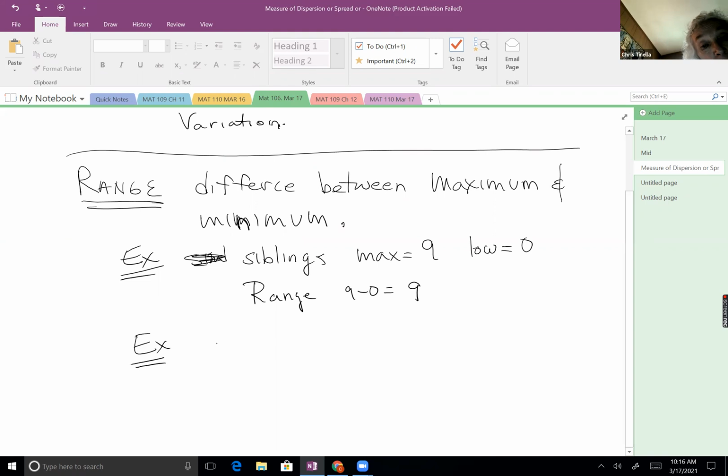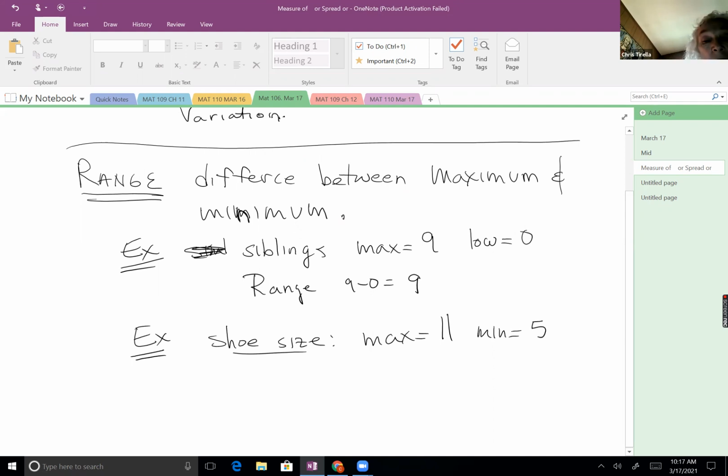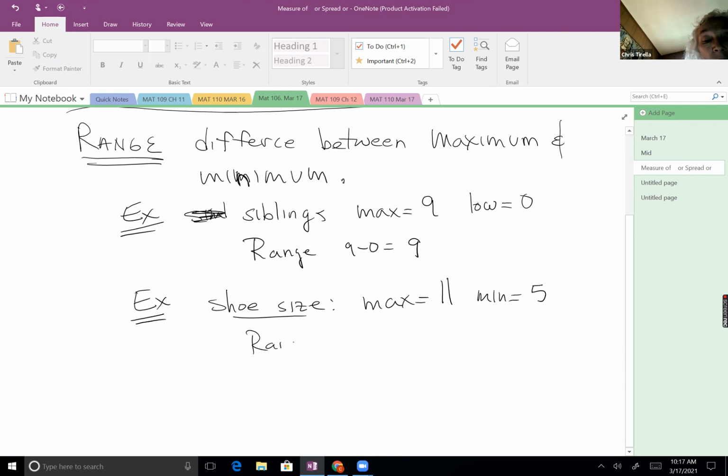Another example, if I use those shoe sizes that we collected at the beginning of the chapter, the maximum, the largest size we had in the class that day was 11. The minimum, the smallest size we had in class that day was a 5. So the range is 11 minus 5, or 6. Pretty straightforward. How far is the smallest, the range?